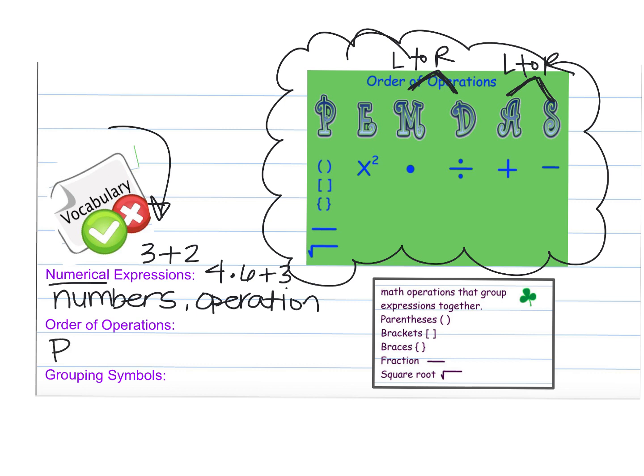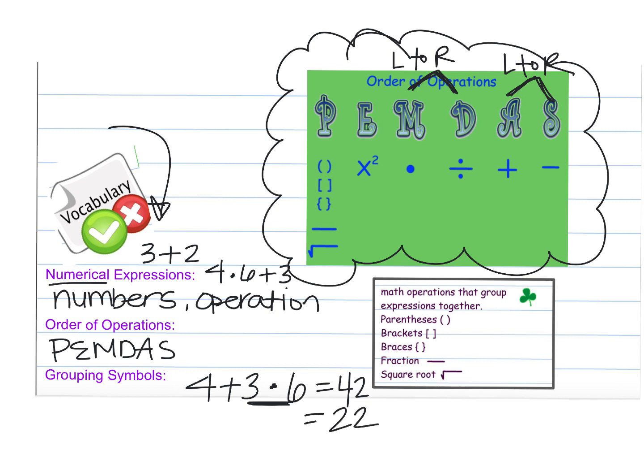Order of operations would be PEMDAS, which is just the easiest way for us to remember it. The reason we have order of operations is so that there is a universal order of how to solve numerical expressions. If I have 4 plus 3 times 6, and I go left to right, 4 plus 3 is 7 times 6 is 42. But if I use order of operations, I would do 3 times 6 first, which is 18, plus 4, and I get 22. So we want to make sure everyone is always following along on the same order of operations.